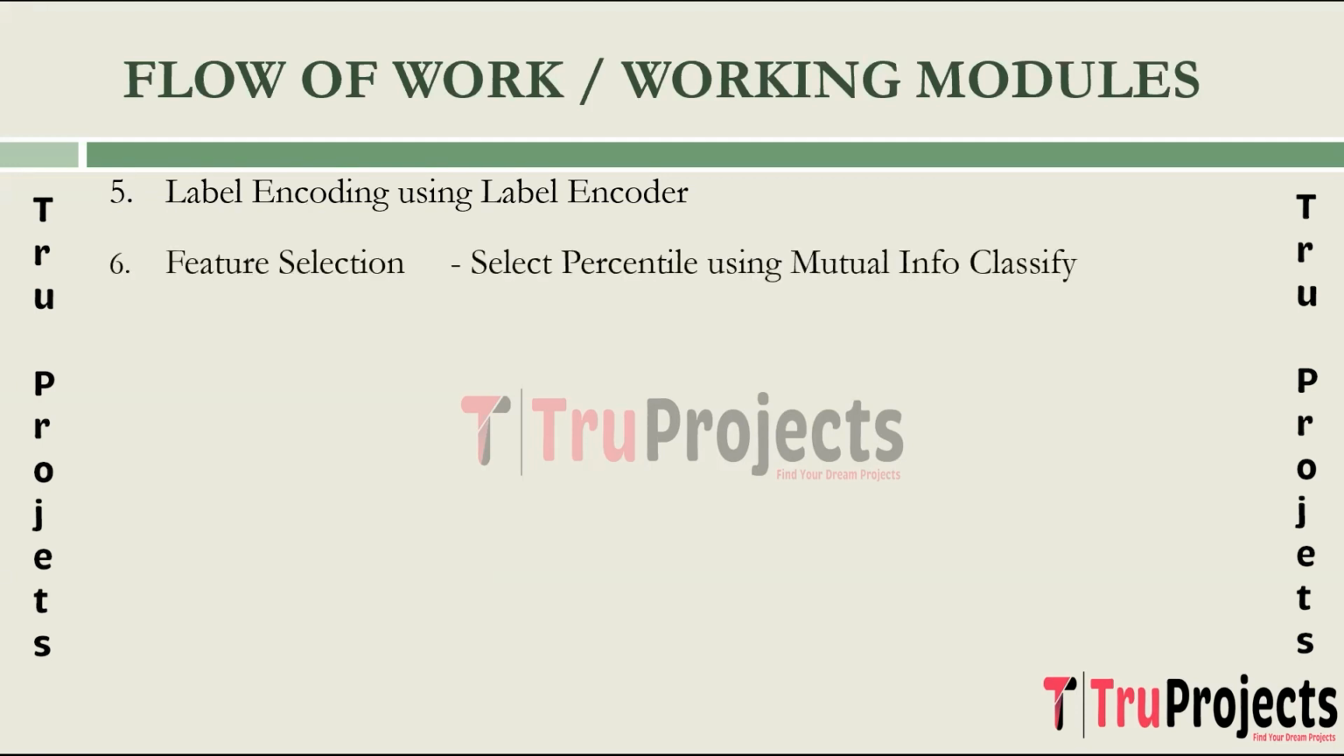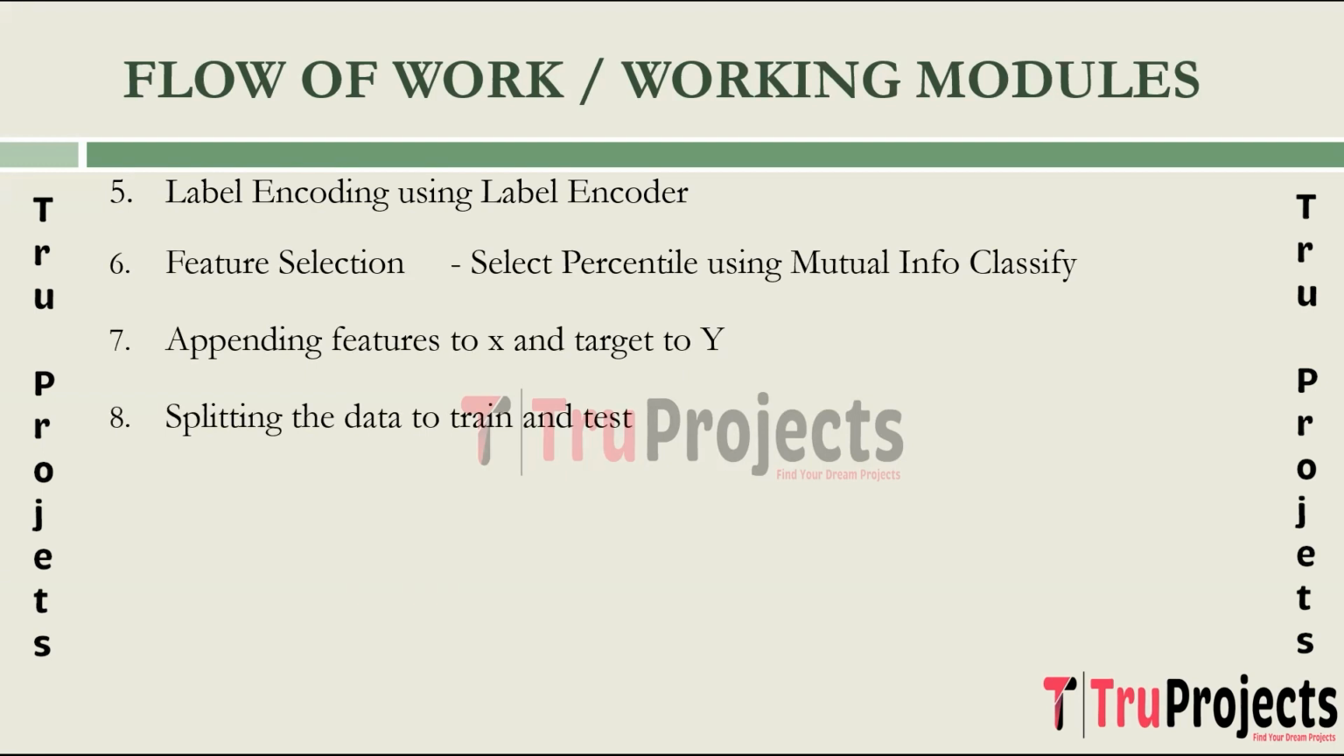Feature selection. Feature selection is performed to choose the most relevant features for the model. Mutual information is used as a metric to assess the dependency between features and the target variable. Here we used the select percentile method for feature selection. Appending features. The selected features are appended to X and the target variable to Y.